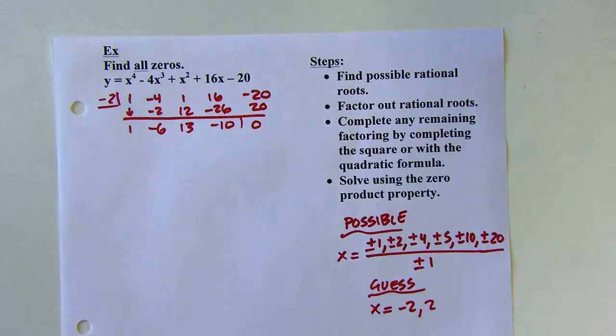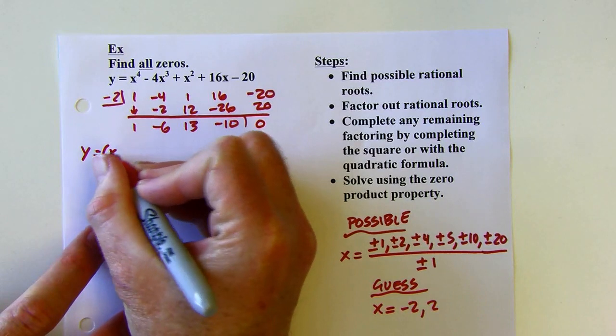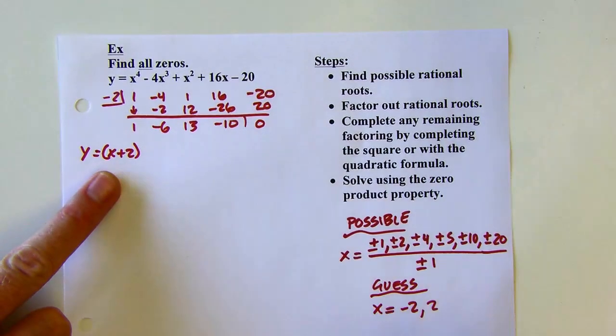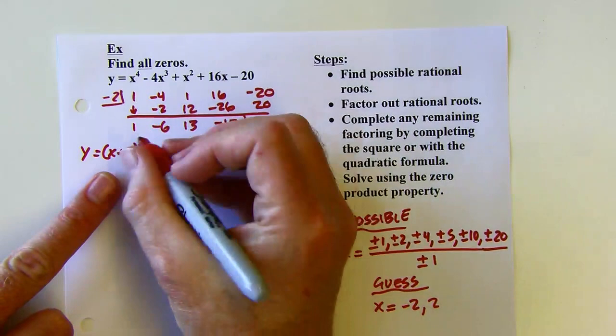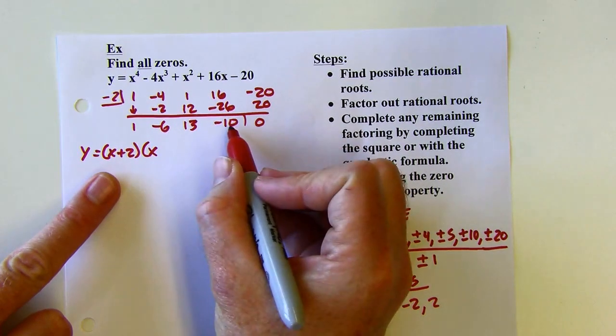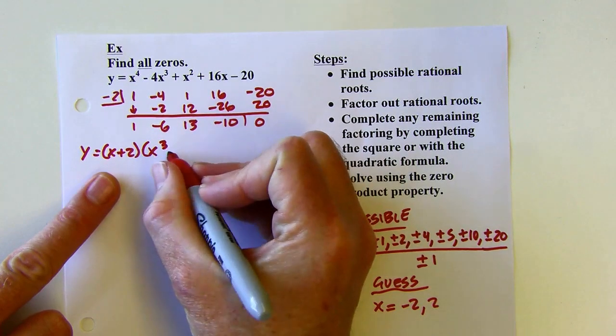Got a winner. Okay, so now I'm thinking, where am I at? I factored out x plus 2, which means x would equal -2. -2 would be a rational root. And what I have left here, this would be -10. This would be 13x, -6x squared. This is x to the third.